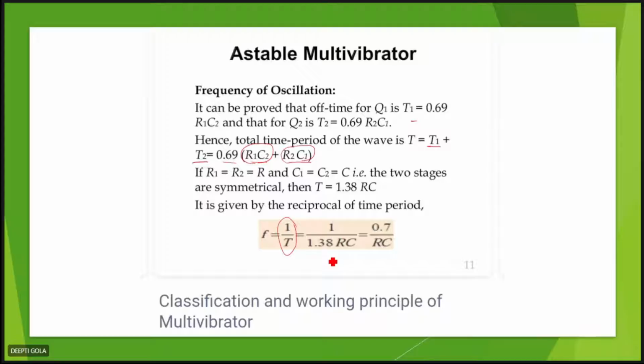All right. Suppose R1 and R2 have the same value, and C1 and C2 also have the same value. Then both stages will be symmetric, and you will get a perfect square wave at the output. In that case, the time period will be 1.38 times RC. If we calculate the frequency, the frequency of oscillation will be given by 0.7 upon RC. Got it?